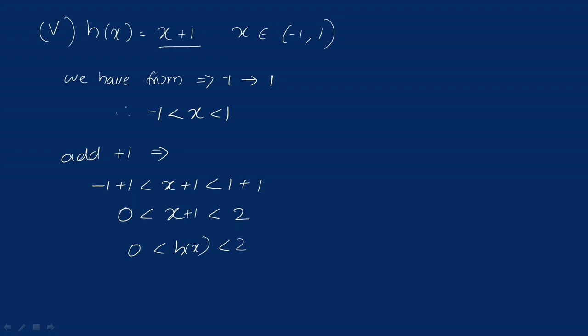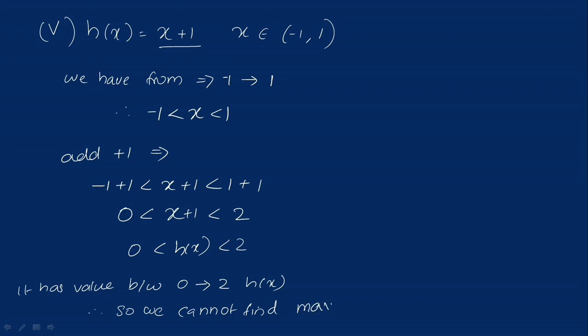Or what is x plus 1? That is h of x we have in the question. So 0 less than h of x less than 2. So it has values between 0 and 2. That is not possible. So we cannot find the maximum and minimum value for the question. Why is it not possible? It is because the values of x should be between minus 1 and 1, but we have got it from 0 to 2. So we cannot find the maximum and minimum here.